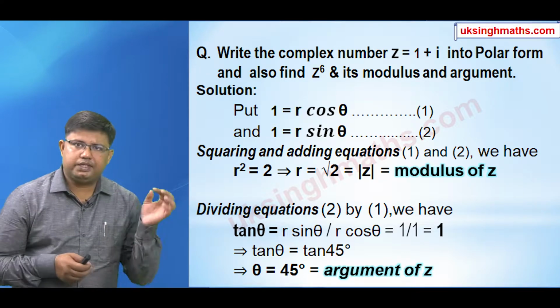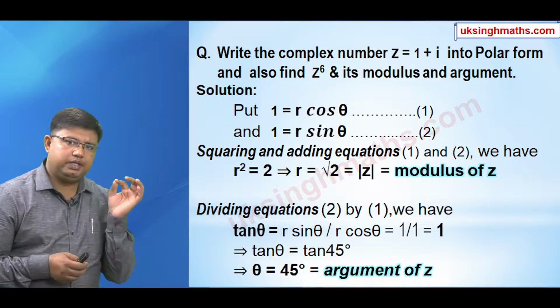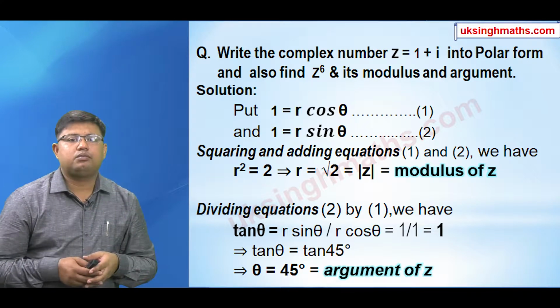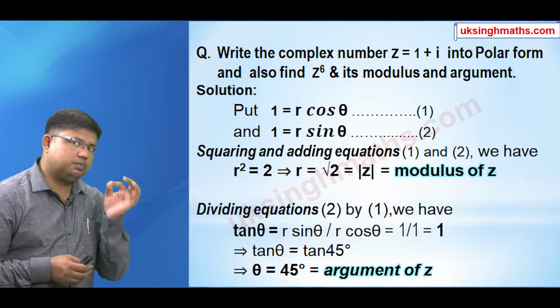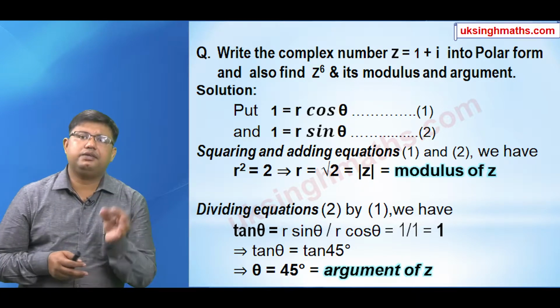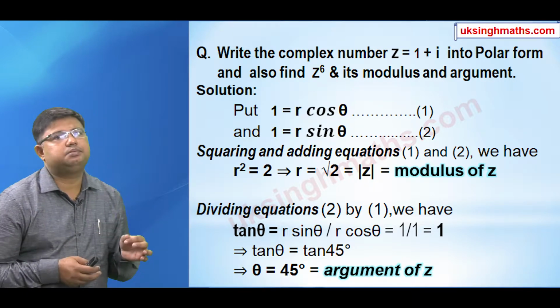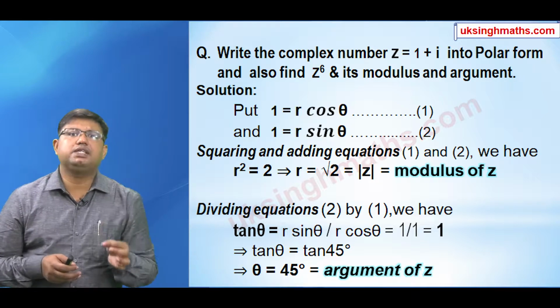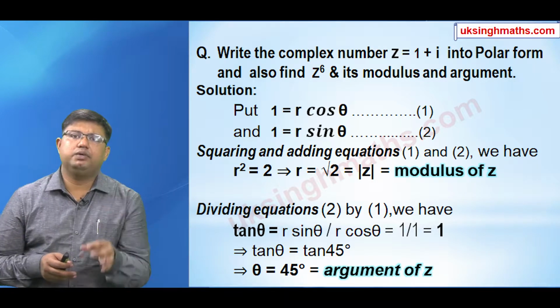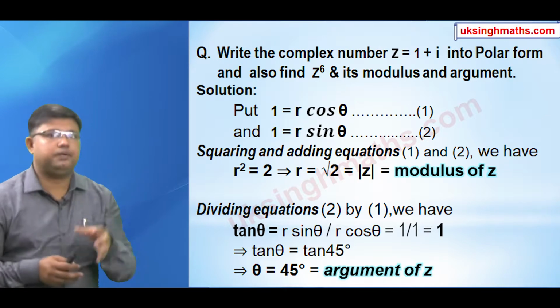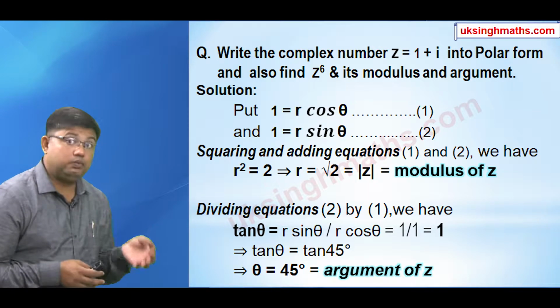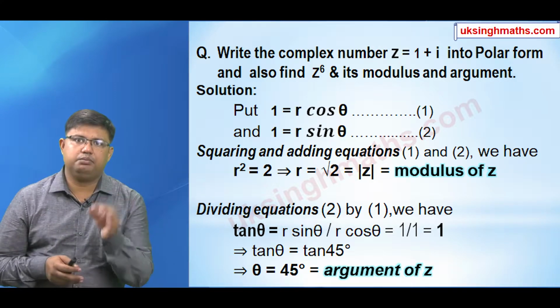Suppose z equal to 1 plus i be a given complex number, and you are asked to find the polar form of this complex number, and in addition to this you are also asked to find z to the power 6 and the modulus and argument of this complex number z to the power 6. Now let us understand these one by one in an algorithmic view.